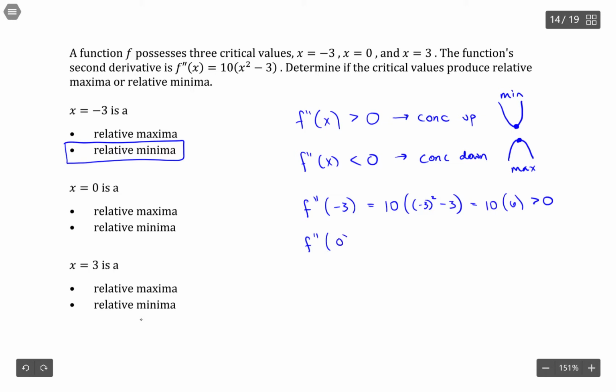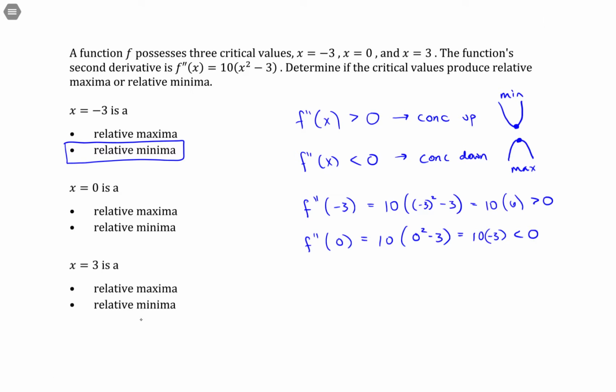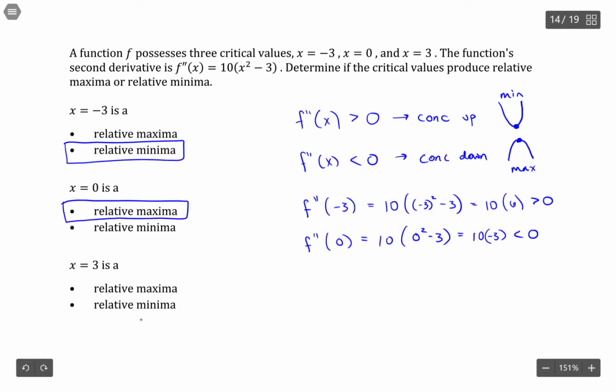All right, at the next point, at 0, we would have 10 times 0 squared minus 3, which is 10 times -3, which would be less than 0. And so if we have a value less than 0, that means we're on an interval that is concave down. So we would have a relative maxima at any critical value there.